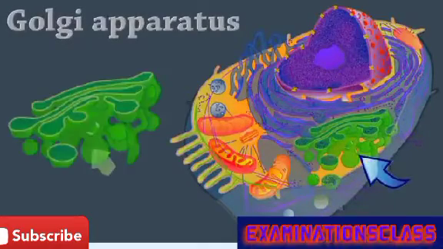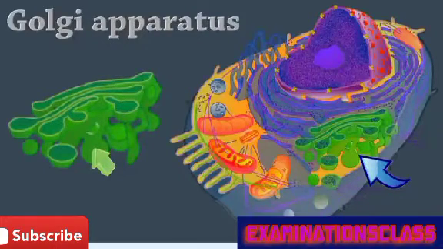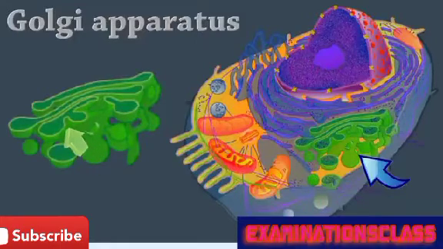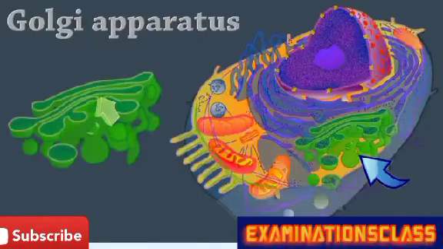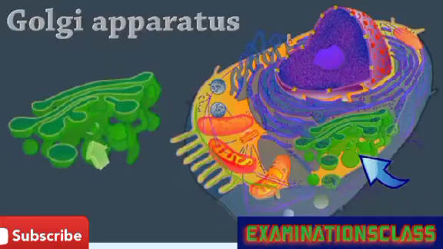Let's start with the Golgi apparatus, also called the Golgi complex or Golgi body. This is a stack of smooth membrane sacs and associated vesicles close to the nucleus. It packages, modifies, and segregates proteins for secretion from the cell, for inclusion in lysosomes, and for incorporation into the plasma membrane.